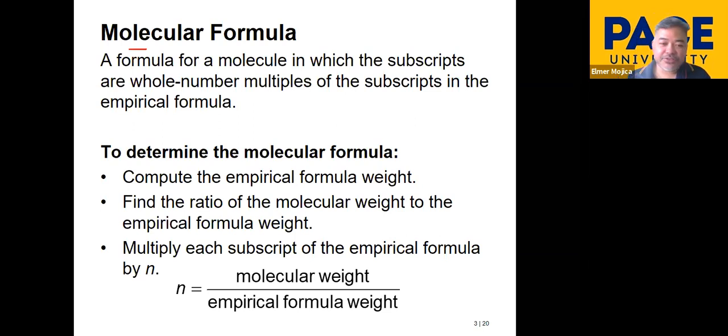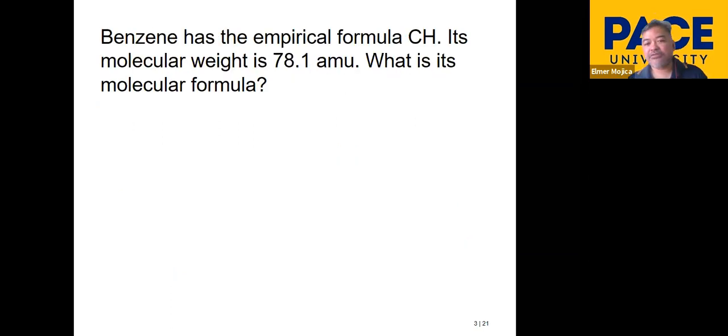formula. So to determine the molecular formula, you compute the empirical formula weight and then find the ratio of the molecular weight and the empirical weight, and then you multiply each subscript of the empirical formula by n. So you find the ratio of it. And again, we can continue with what we have started. What's the empirical formula of benzene? CH. Its molecular weight is 78.1 AMU. So what is its molecular formula?